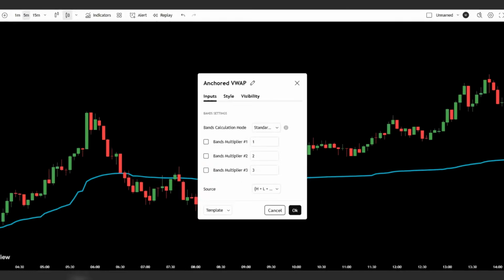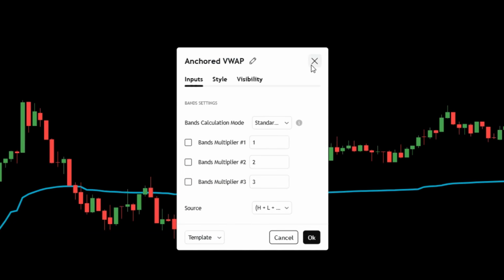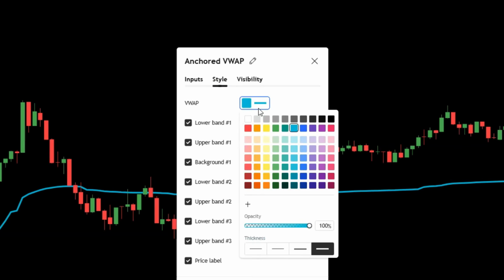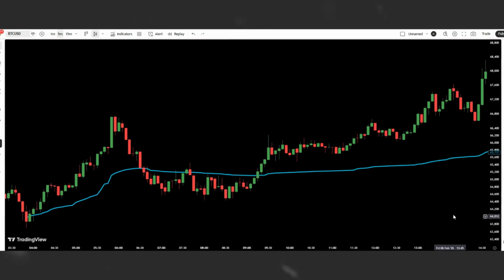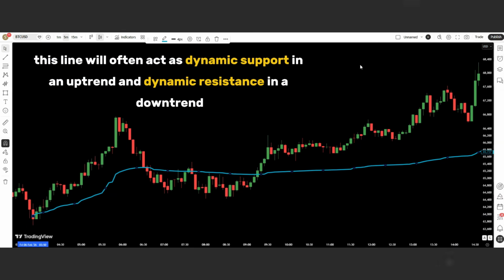In the Input tab, uncheck all options, you don't need them, and go to the Style tab and make the VWAP line a bit thicker so it's more visible on the chart. Then click OK. This line will often act as dynamic support in an uptrend and dynamic resistance in a downtrend. Every pullback and potential entry will now be evaluated relative to this fair value line.